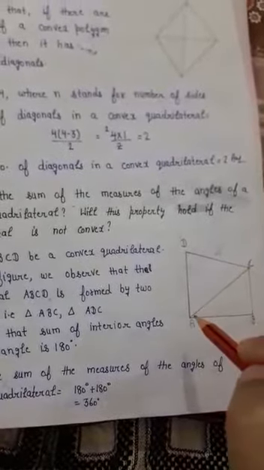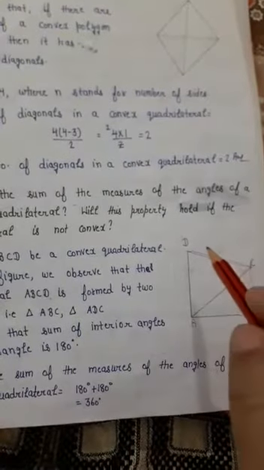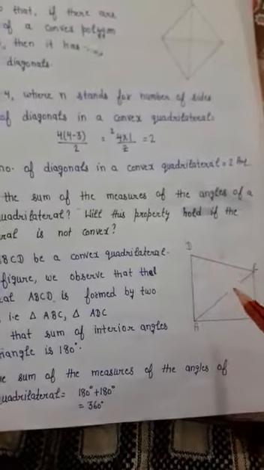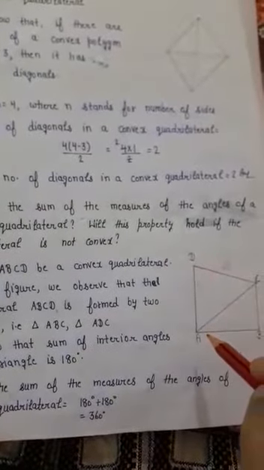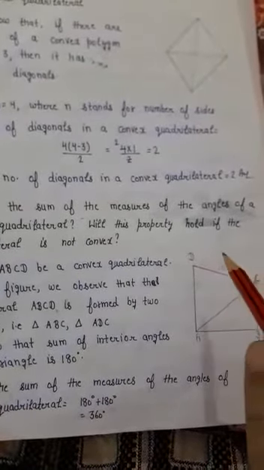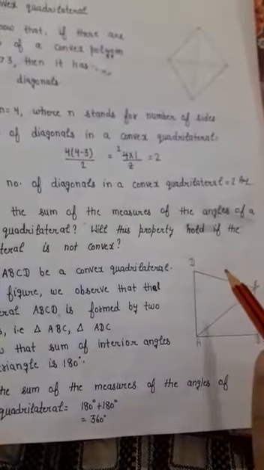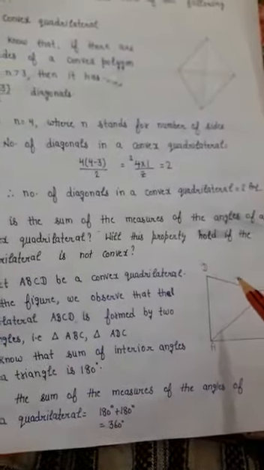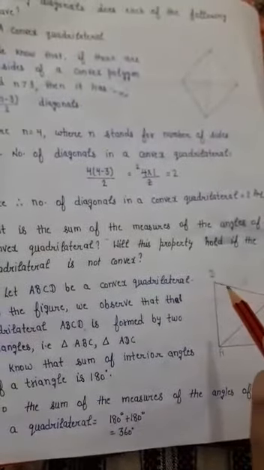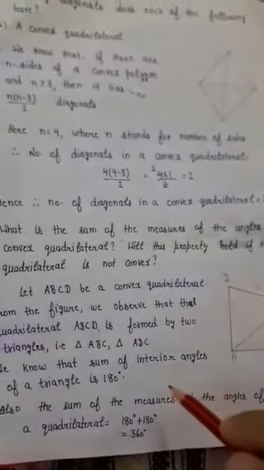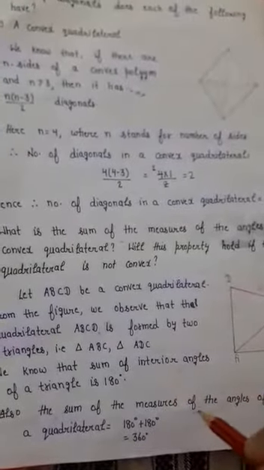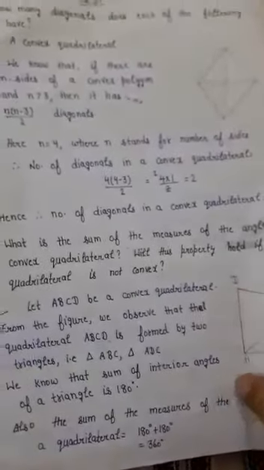In the similar way, angle A plus angle C plus angle D equals 180 degrees. When I add them, angle A, angle B, angle C and angle D equals 180 plus 180, that is 360 degrees. Since we have already done this proof, the sum of the measurements of the angles of a quadrilateral will be 360 degrees.